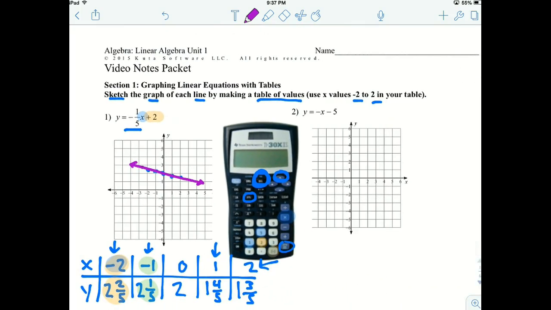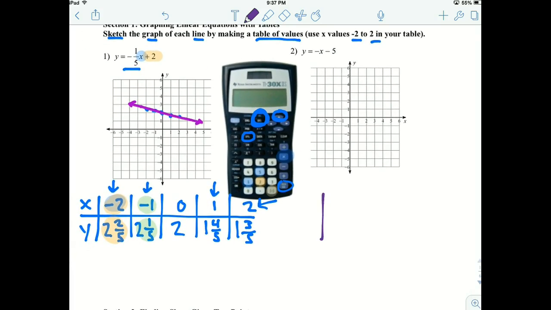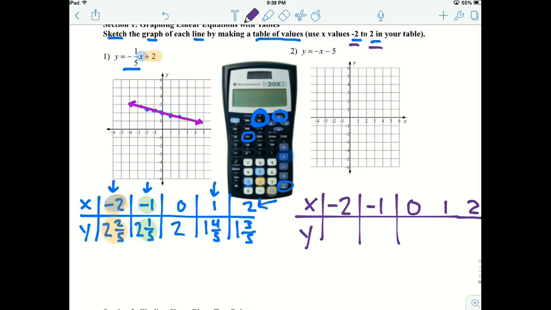So let's go ahead and do one more example. This one is a little bit easier because we might not have to use our calculator. So I'm going to start again with my table, and I'm going to use x on top and y on bottom. I'm going to go from -2 to 2, just like we did before. So -2, -1, 0, 1, 2. Divide those up.